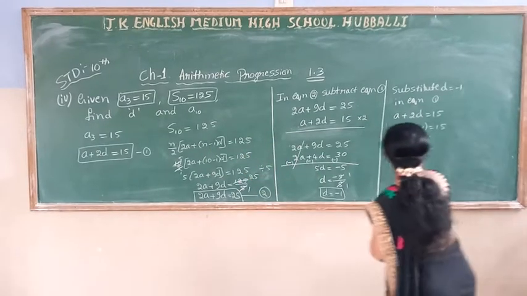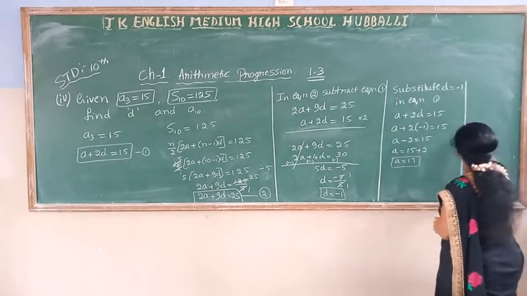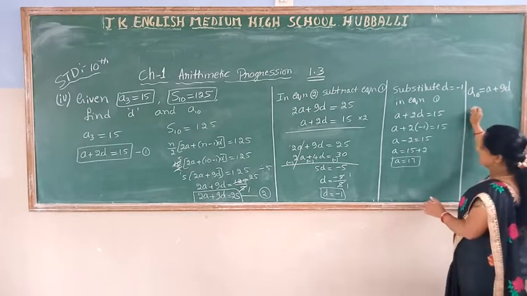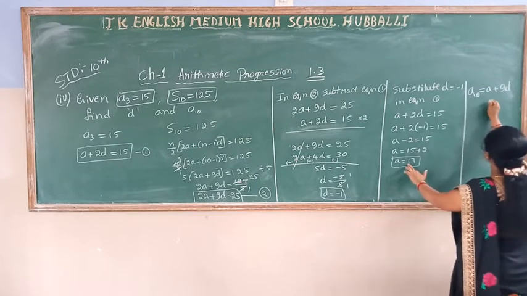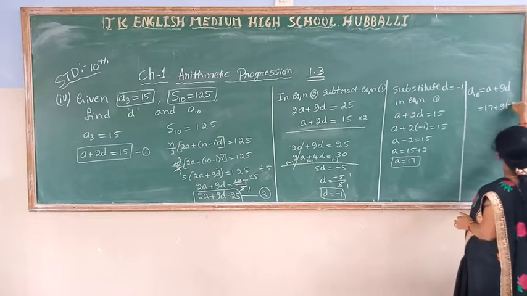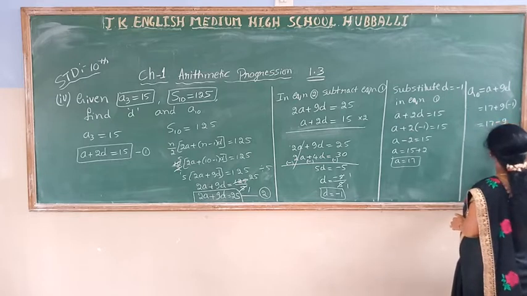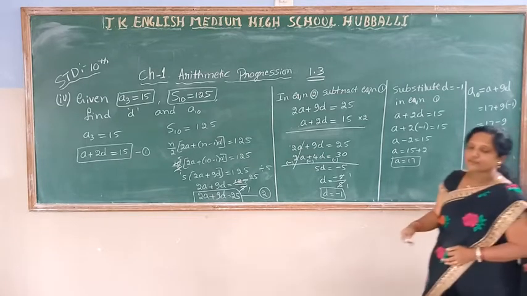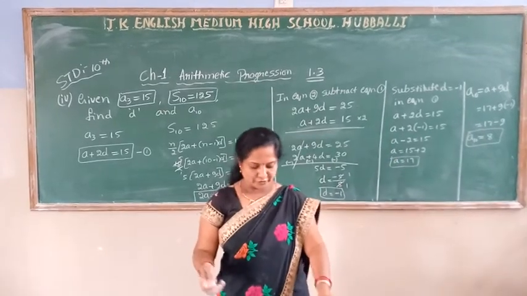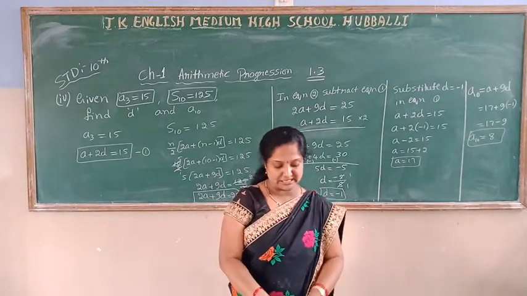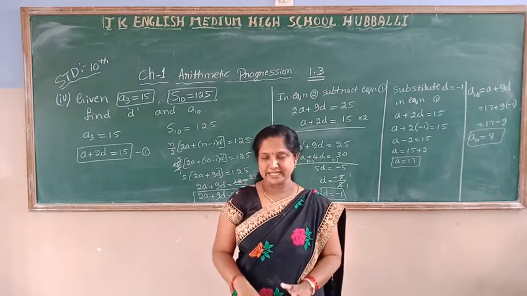How can I get A10 after knowing this? A10 is equal to a plus 9d. So this is A10. The a value is 17, substitute now, and 9 into the d value I got, minus 1. Substitute and simplify, and the 10th term value I got is 8. They also asked us to find the d value. The d value I got is minus 1, and A10, that is the 10th term of this AP, I got as 8.